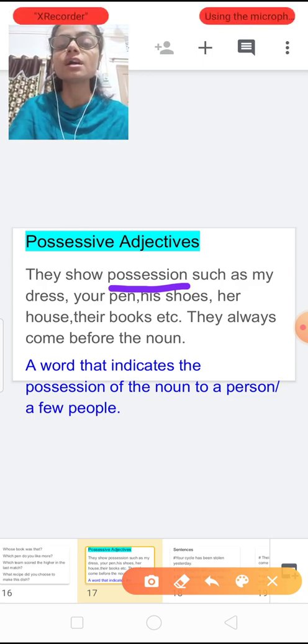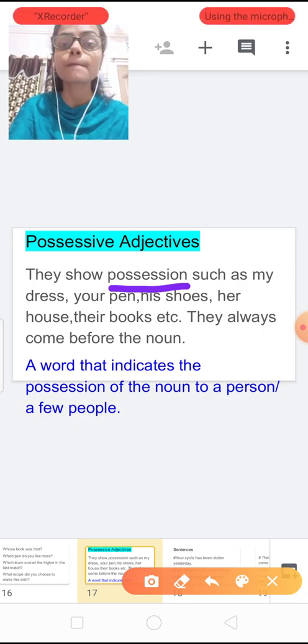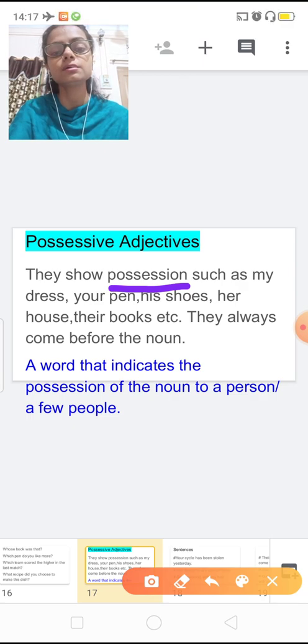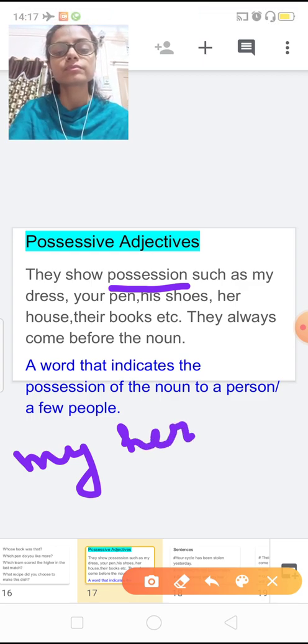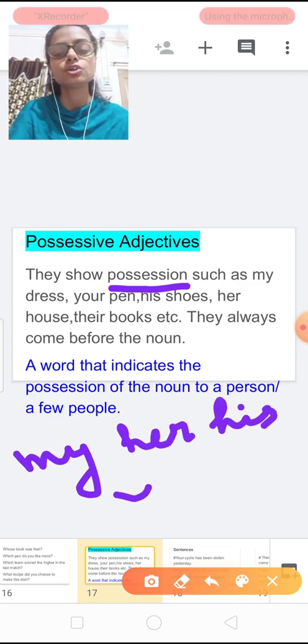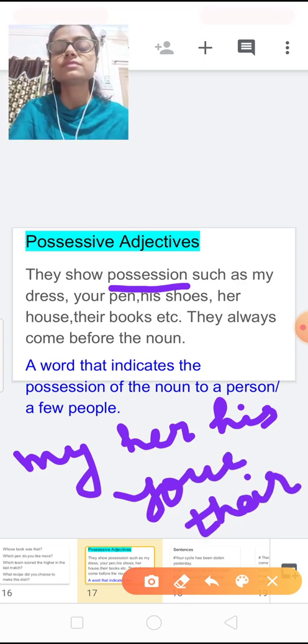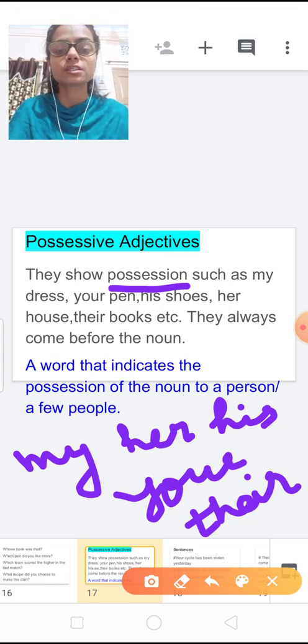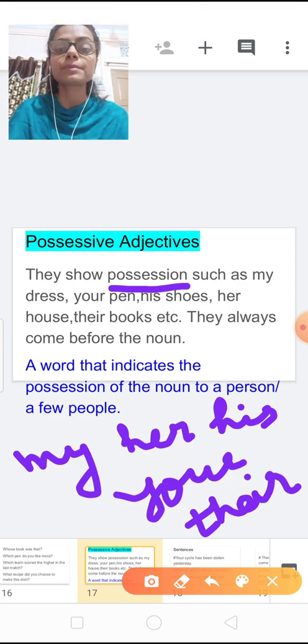So these words are the examples of possessive adjectives. What words am I talking about? My, I will write here. My, her, his, your, their. So these words are possessive adjectives. One more definition I am going to tell you: a word that indicates the possession of the noun to a person or few people. So these are the possessive adjectives.